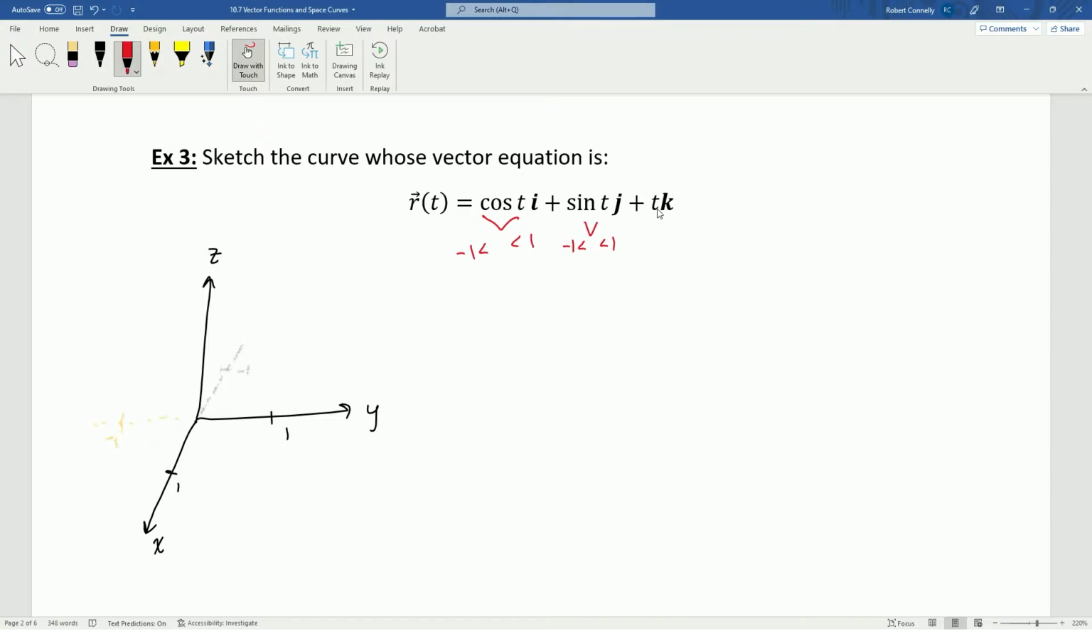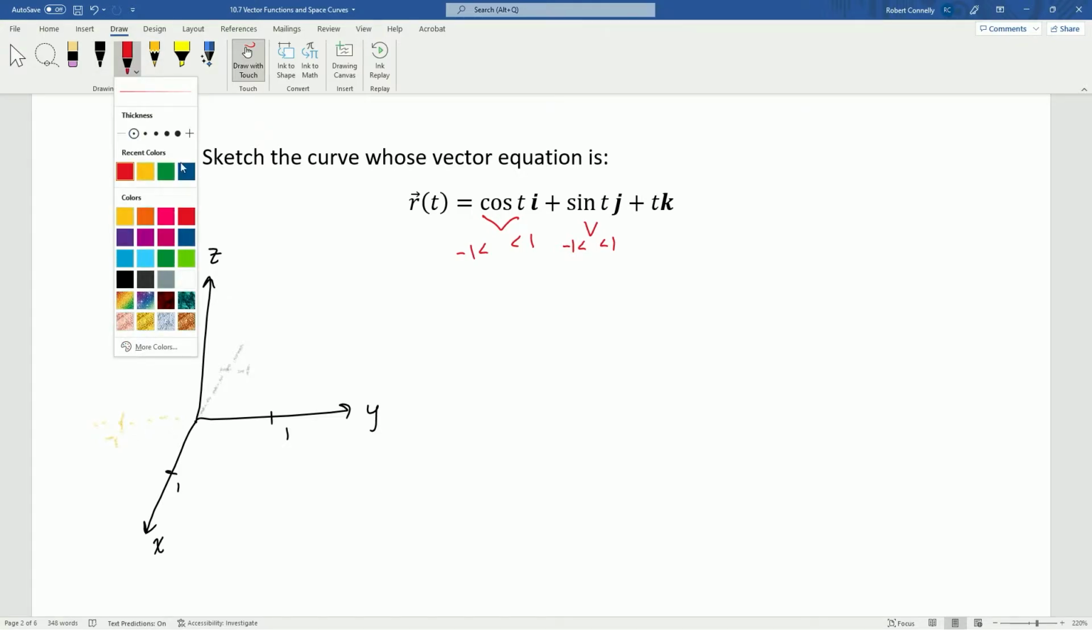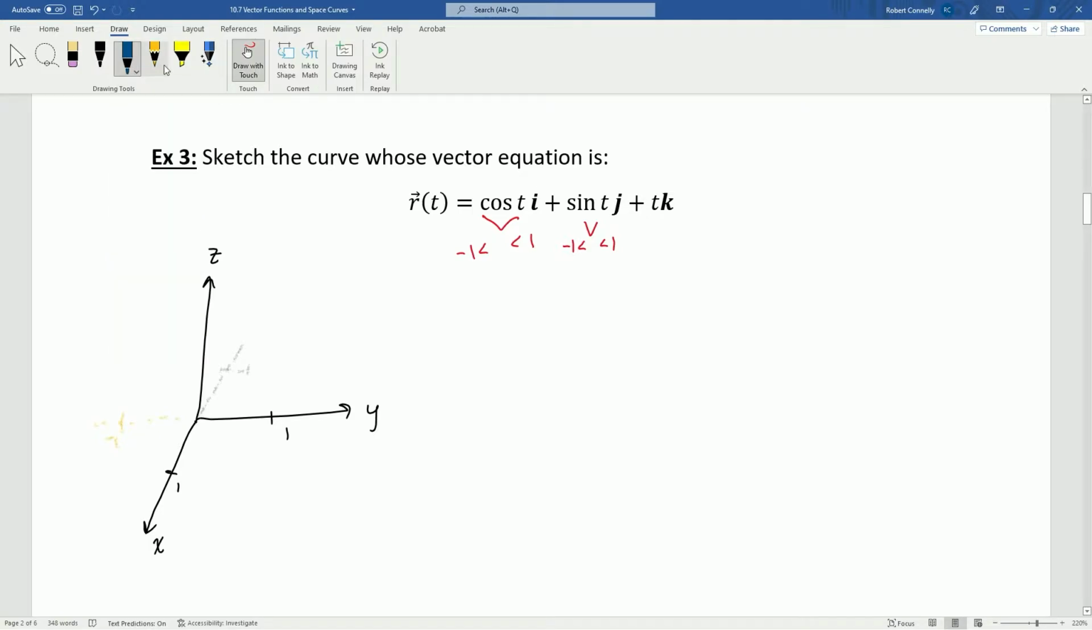And this t is our component for z, which simply increases when t increases. So if t is increasing, you should expect your points on this curve to go up. Let's just take a look. Let's plot our first point. We'll do that in blue. When t is 0, we get 1 and 0 and 0.